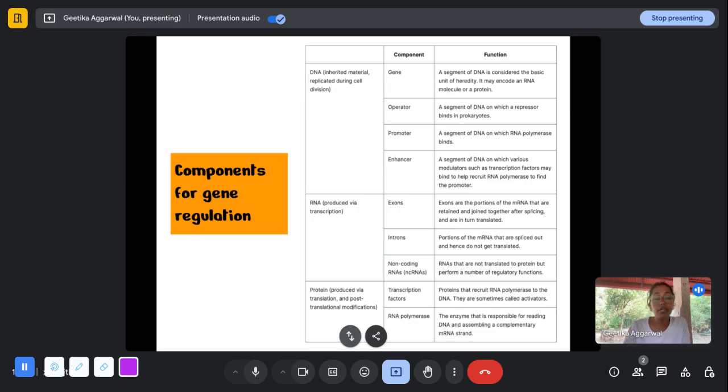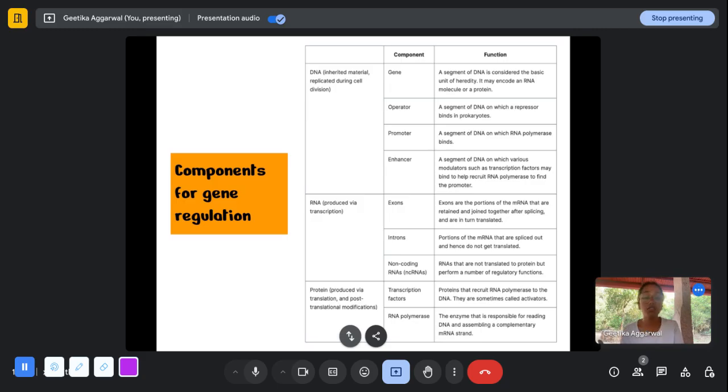And there is an enhancer segment, which is a segment of the DNA where various modulators, for example transcription factors, as we discussed, which are other protein molecules, bind to the enhancer segment, and they in turn help to recruit the RNA polymerase to the promoter. So these transcription factors are proteins that come and attach to the enhancer, and then they bring in the polymerase, and they recruit the RNA polymerase to the promoter and lead to switching on of that particular gene.